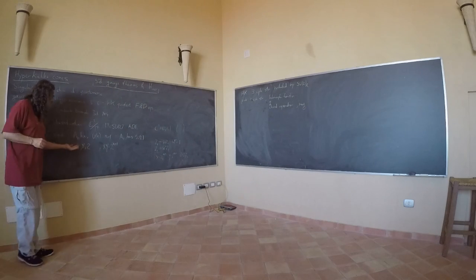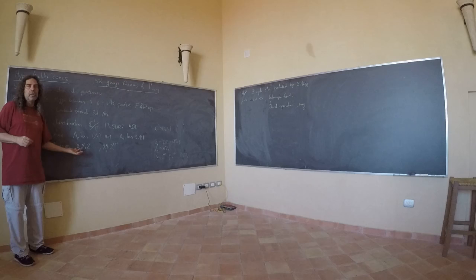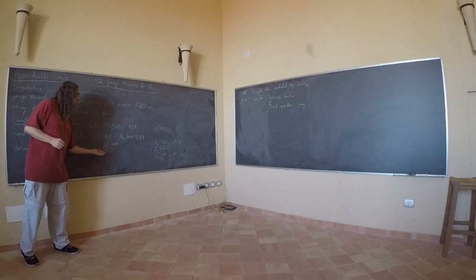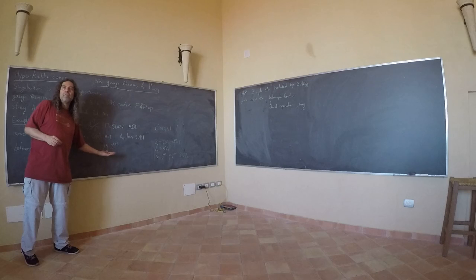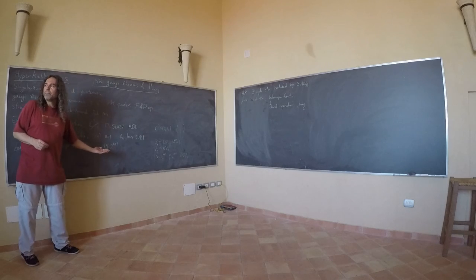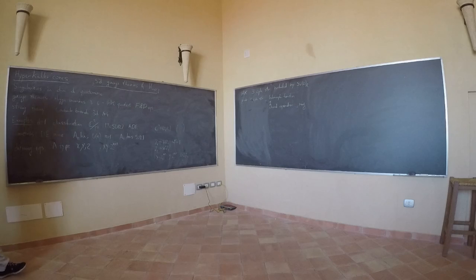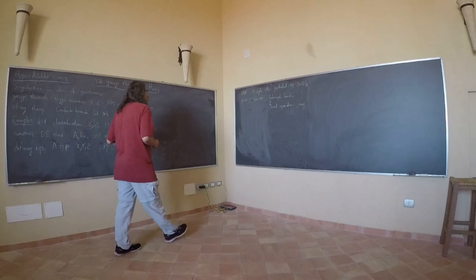So examples are these x, y, and z. These are three holomorphic functions, and they satisfy such a relation. This is the defining relation of the chiral ring. Okay.